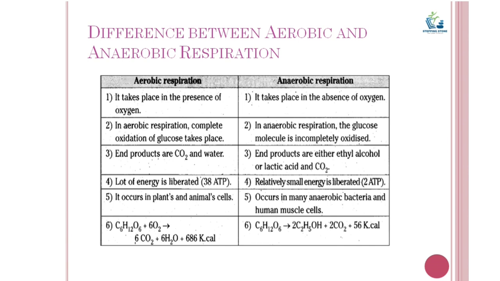So in aerobic respiration, we have seen that apart from ATP or energy molecules, carbon dioxide and water are produced as byproducts, whereas in anaerobic respiration, end products are ethyl alcohol or lactic acid and carbon dioxide. In aerobic respiration, a lot of energy is liberated, 38 ATP molecules, whereas in anaerobic respiration only 2 ATP molecules are released. Aerobic respiration takes place in plant and animal cells, whereas anaerobic respiration takes place in bacteria and some microorganisms and in human muscle cells.